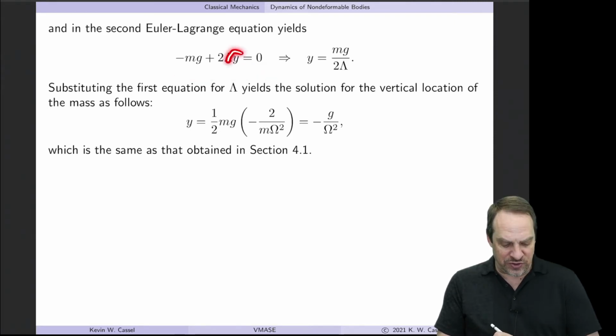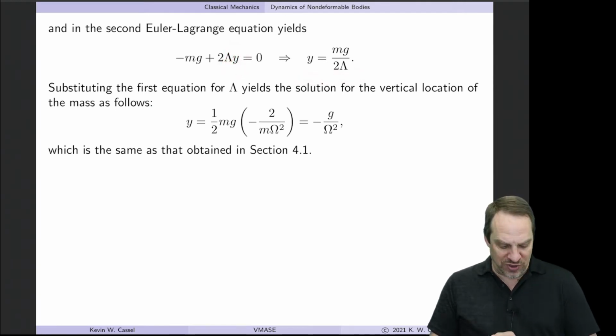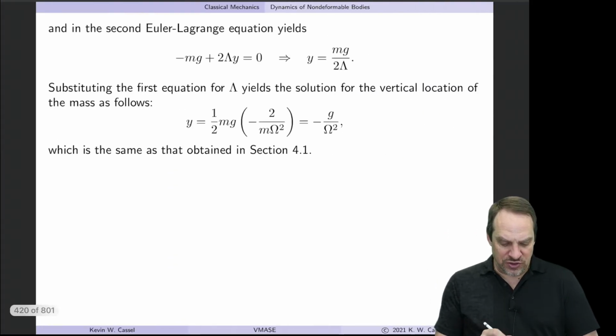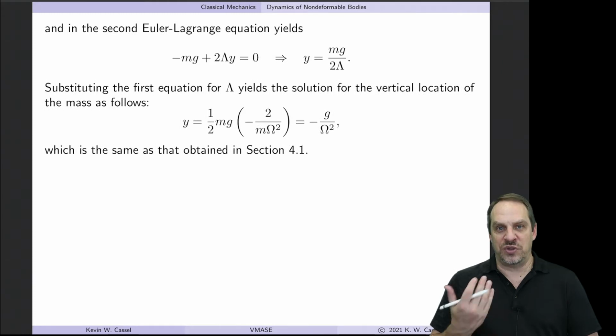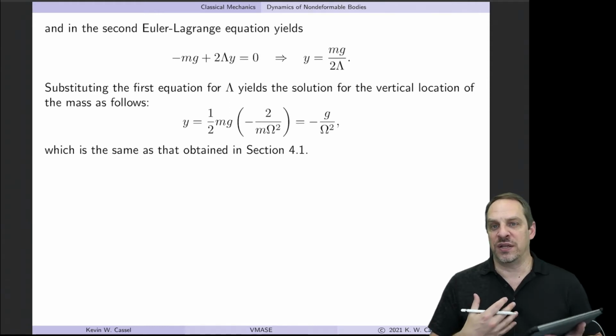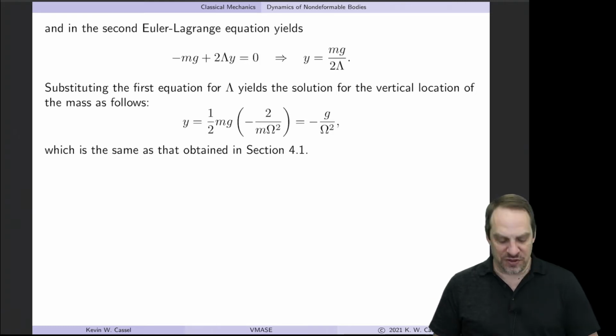Now I could solve, for example, for y. y is mg over 2 capital Lambda. Well, we have lambda from the first equation, so I can substitute that in here and get an expression for y. And that's just minus g over capital Omega squared. As you'd expect, that's the same answer that we got the previous time we did this the other way. So obviously both are equivalent mathematically. One may be a little bit easier in some situations than another, but I just want you to be aware of this possibility of doing them this way.